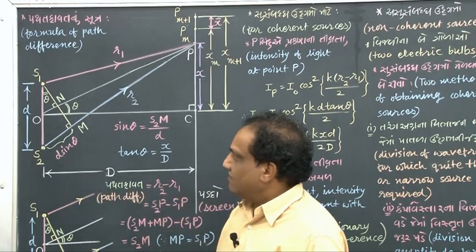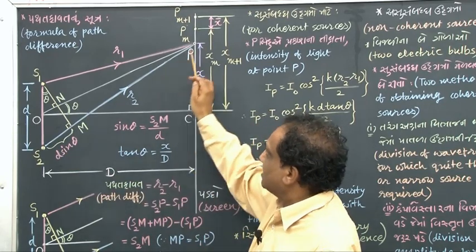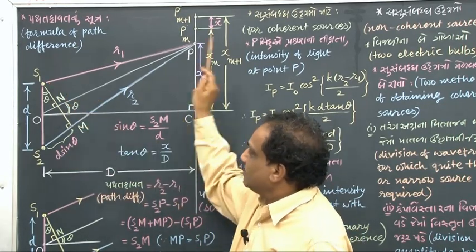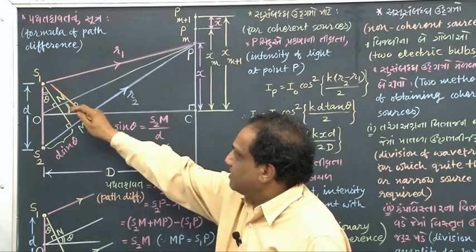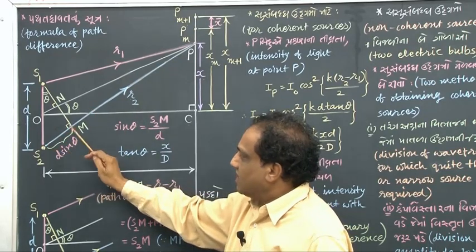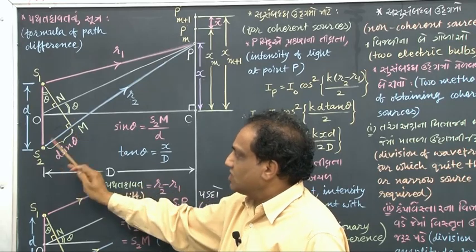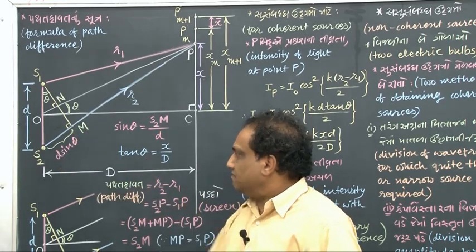That will give you the path difference between these two light rays, because this is the greater path, this is the smaller path. Now if you take this path minus this path, then this much is the path difference between them. It is S2M.